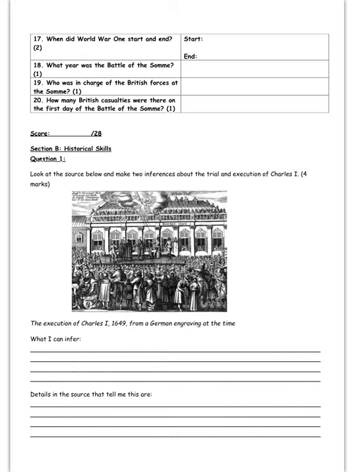The second part then, looking at skills as opposed to knowledge. The first one you've got here is an inference question, and this is based upon the execution of Charles I. There's 4 marks available for this. And in your GCSE, should you choose to do it, this question will take you 5 minutes. You need to complete the what can I infer and the details in the source that tell me this. You need to do that twice, and hopefully you'll be able to do that in 5 minutes.